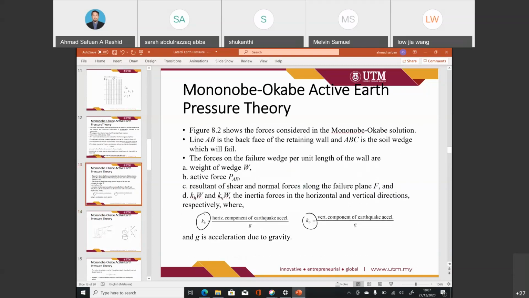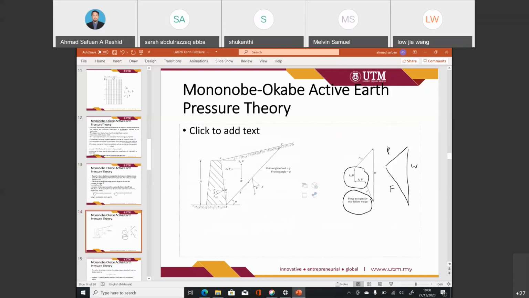The force on the failure wedge per unit width of the wall, W. The active force, which is the same as we discussed previously, but in this case related to the earthquake, is PAE, where E is the earthquake. The resultant of shear and normal force along the failure plane is R, and the inertial forces are in the horizontal and vertical directions. KH and KV are obtained from the horizontal component and vertical component of earthquake acceleration, and g is the acceleration due to gravity.